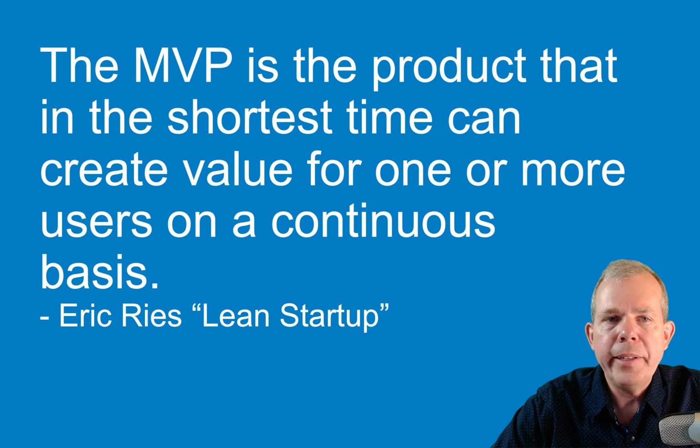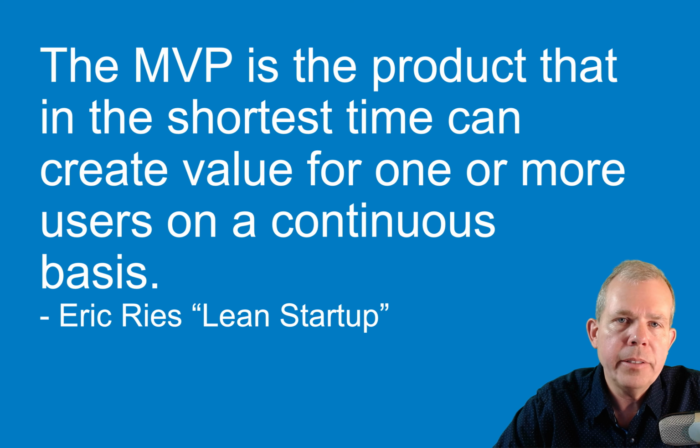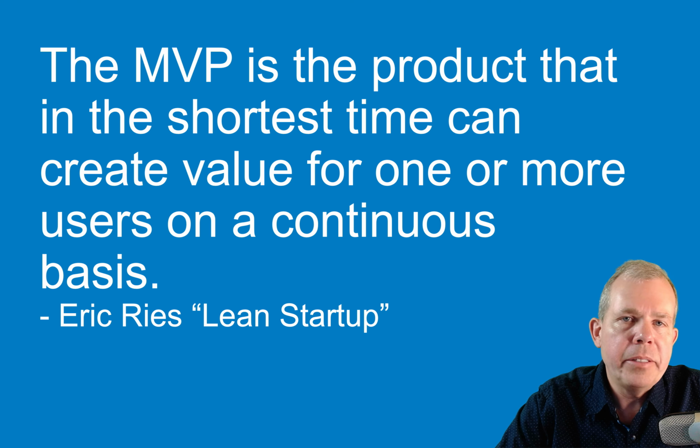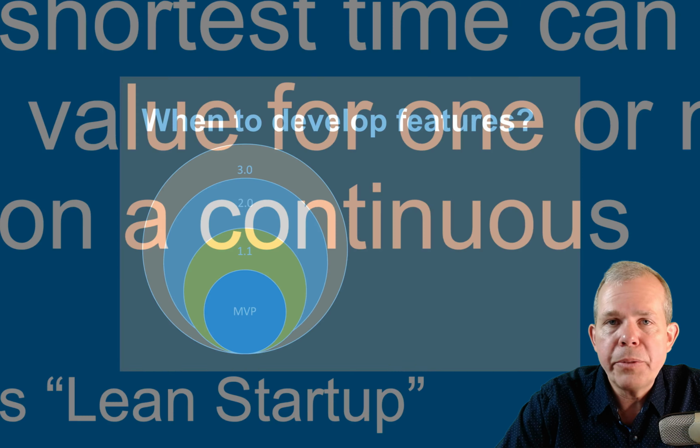So the term is defined like this. An MVP is the product that in the shortest time can create value for one or more users on a continuous basis. Some people have the idea that the MVP is super basic and ugly and barely works, and others are saying, no, it's more of a fully functional product that we can test out. So there's a range of ideas of what people think is MVP. What I want to do is to show you some advice and some principles that will lead you to a successful MVP and make your business work.